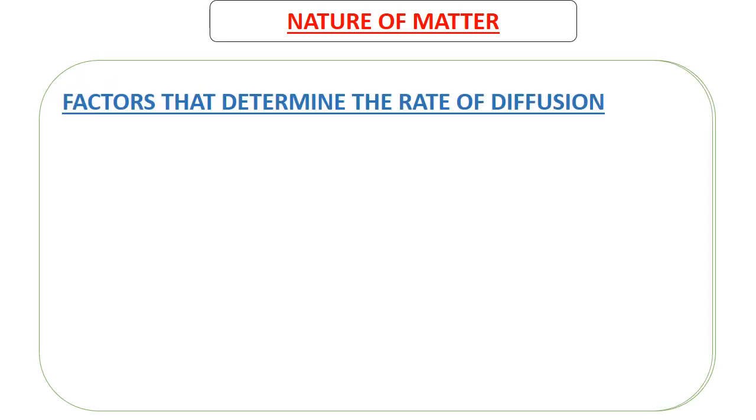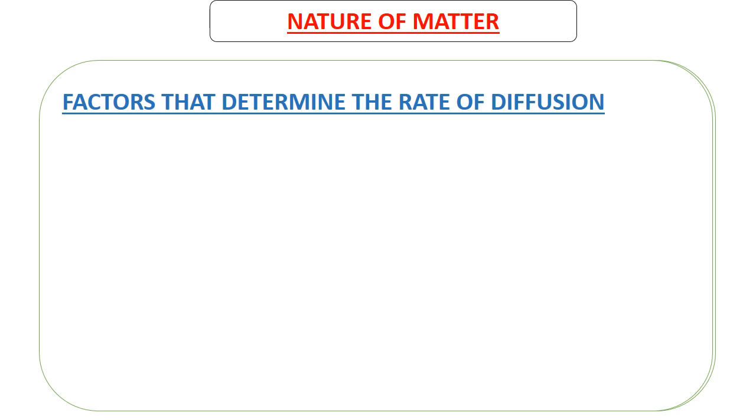So we're going to take a look at factors that determine the rate of diffusion. The rate of diffusion is the speed of diffusion. If that thing went bad, how long does it take for it to reach you? That's what we're going to learn: what determines the speed at which it reaches you, or how fast it reaches you.